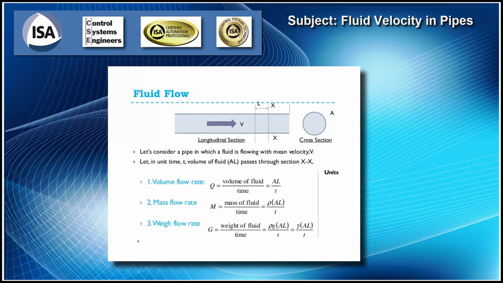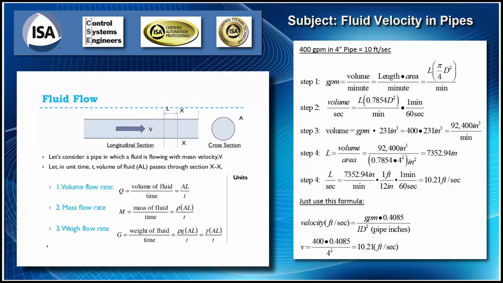Say we had 400 gallons a minute flowing through a pipe at 10 feet a second, that'll be a 4-inch pipe. And if we looked at it the other way, if we had a 4-inch pipe with 400 gallons a minute flowing through it, we'd be flowing at approximately 10 feet a second. So let's see how to calculate this for the exam.